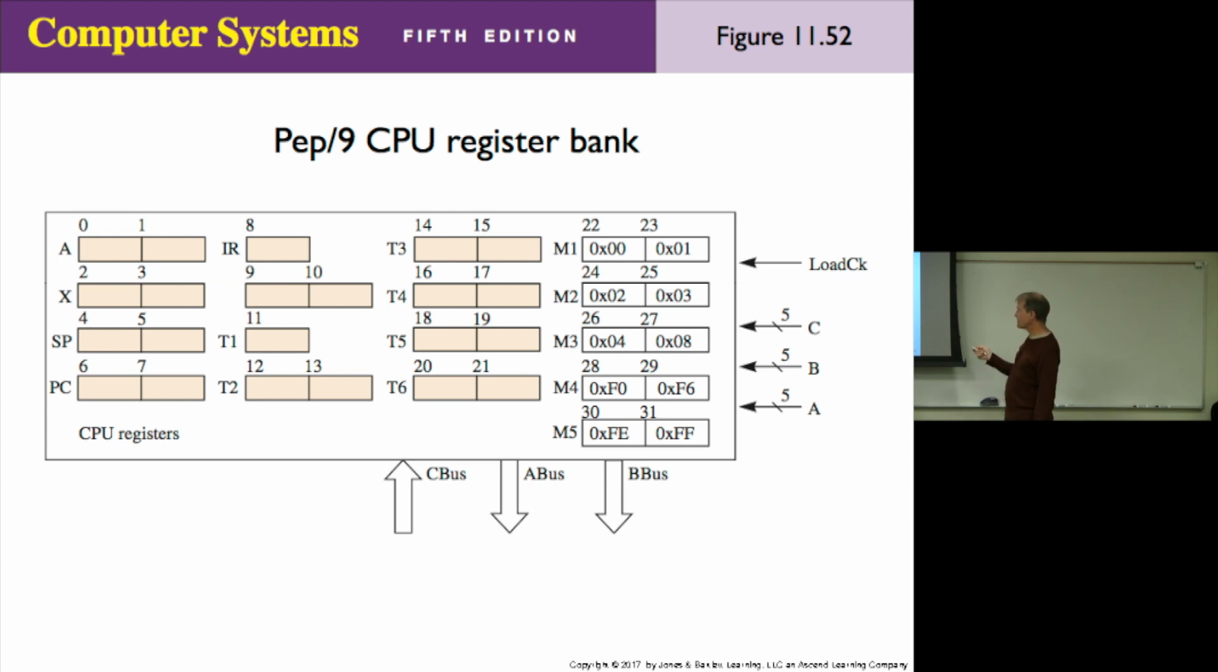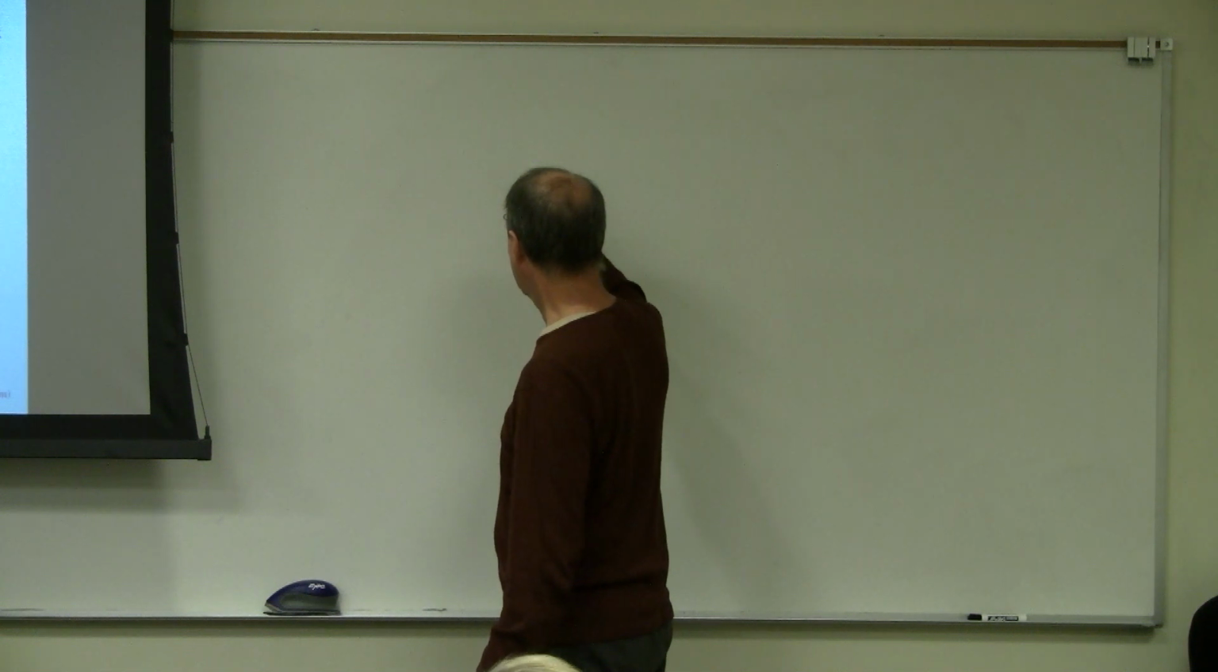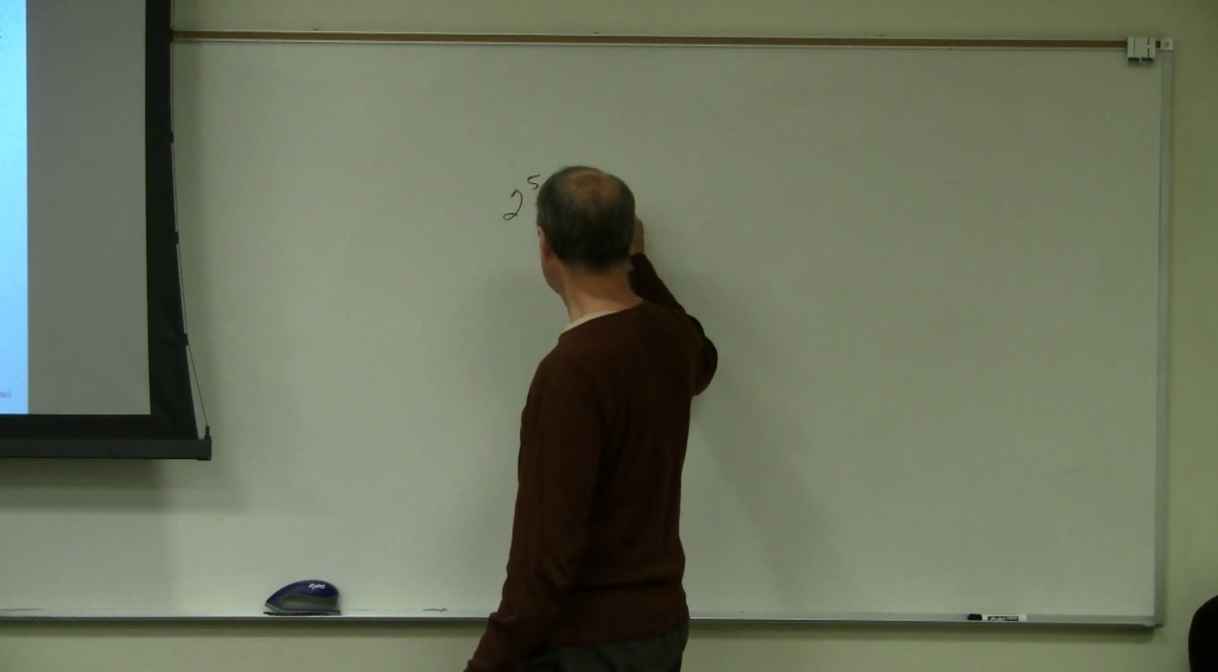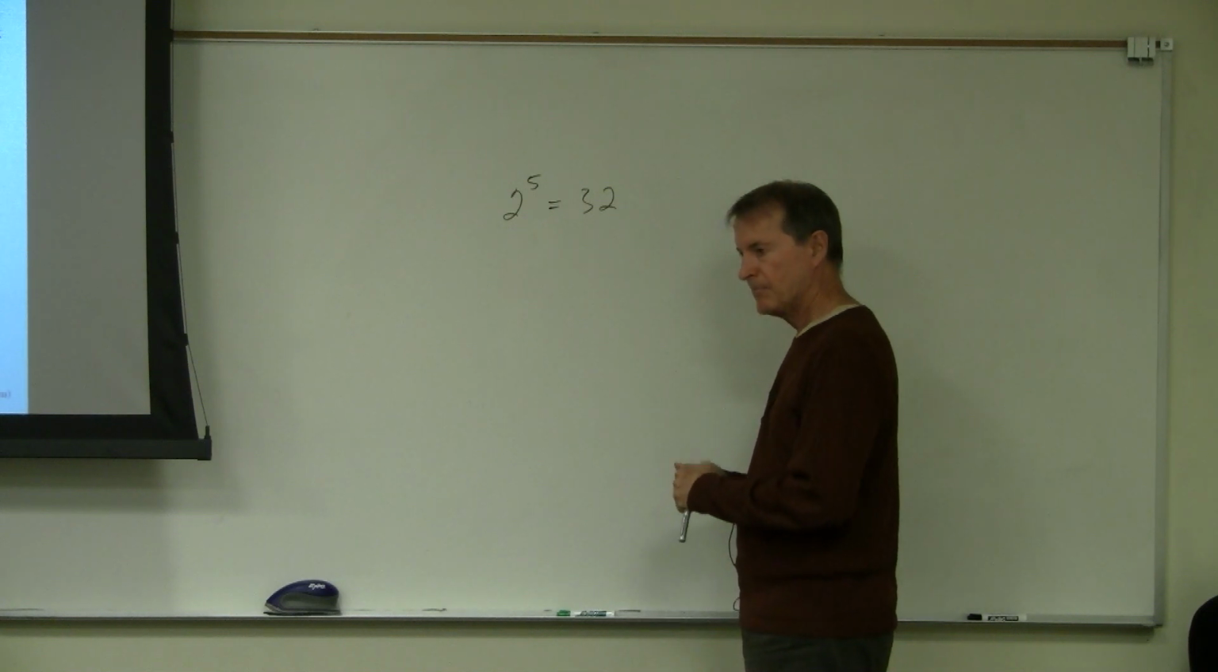So each one of these little half registers is a byte. Are you with me? And they're addressed from 0 to 31. So how many lines does it take to access a 1-byte register if there's 32 of them? 5, because 2 to the 5th is 32. Is everybody with me on that?